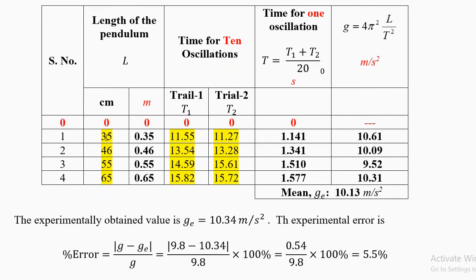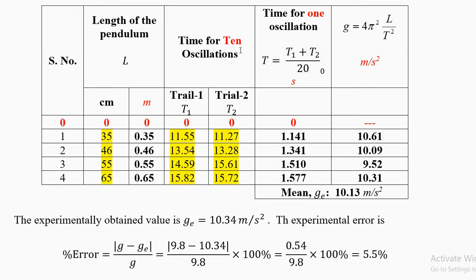Now your first trial is 35 centimeters, divide by 100, you will get 0.35 meters. Now you have 10 oscillations here, 10 here. Look at this red, 10 here and 10 here. So 11 plus 11, 22 divided by 20 is 1.1. If you put all these numbers, you will get 1.141. How do you do it?